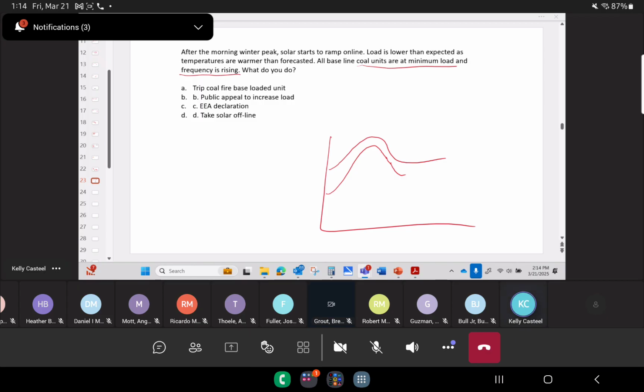Trip coal-fired base-loaded units, that's an option. Public appeal to increase load, not an option. EEA declaration, nope, because EEA declaration deals with more load than you do generation, and this is right the opposite. And lastly is take solar offline. So now that we've got these two, I hope we don't have a question like that on the NERC exam.